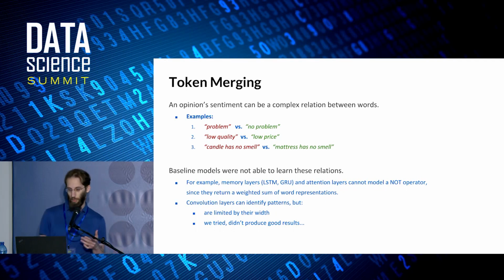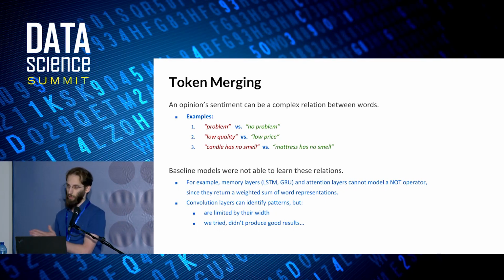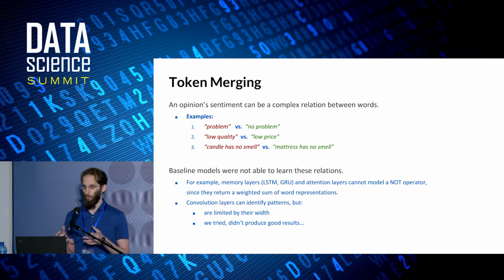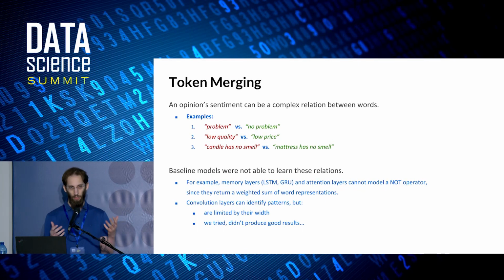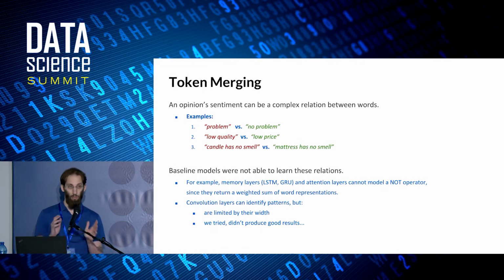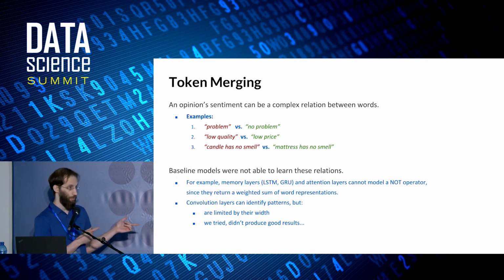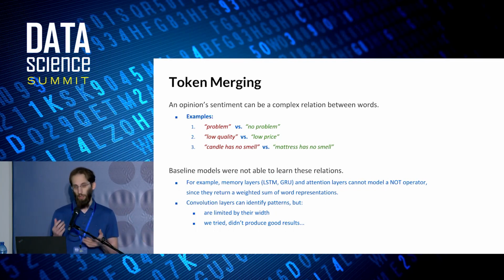And it makes sense, because most of the layers used for sentiment analysis, memory layers or attention layers, can't really model a not operator. They're mostly a weighted sum of representations that doesn't necessarily model not. There's the approach of convolution layers that basically finds patterns within the reviews. So there's a few limitations. First of all, they're limited by their width, and we actually tried this and it didn't really work. And it kind of bummed us out.